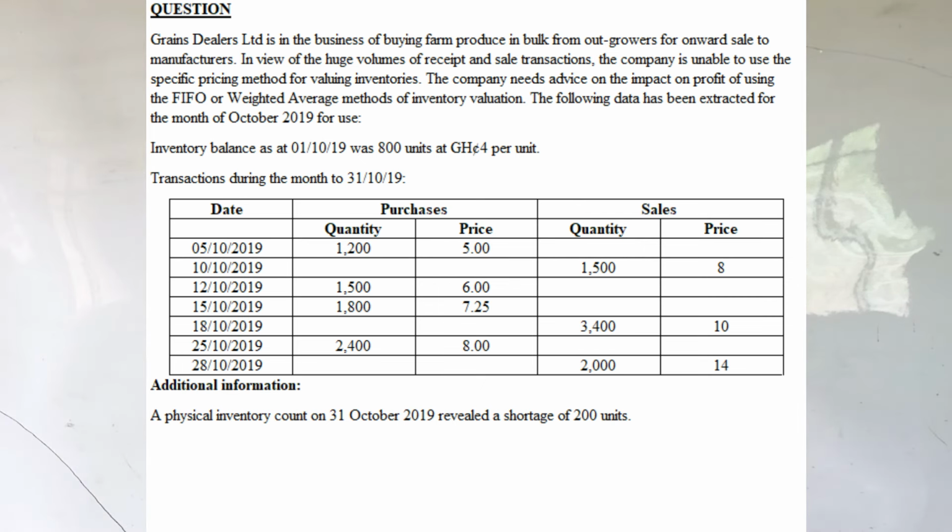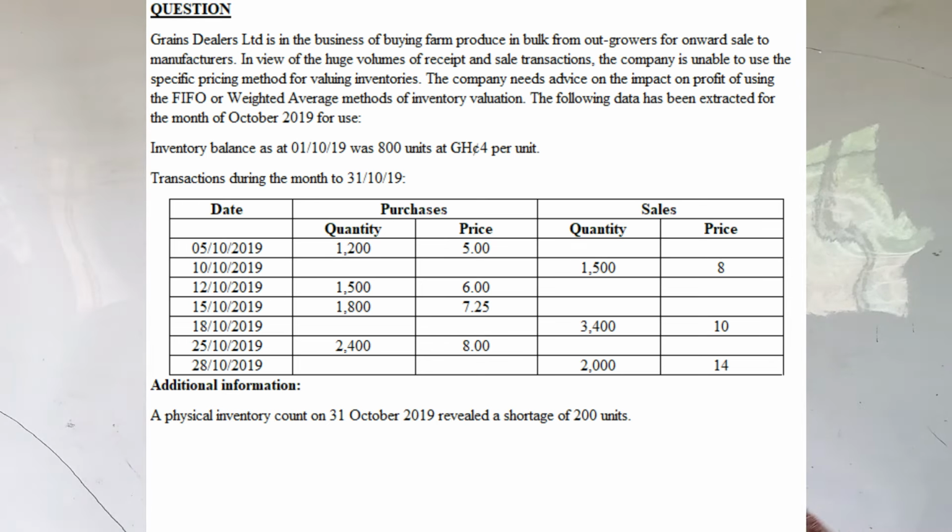Then we are told transactions during the month to 31st October 2019 are as follows. So these are the transactions. You see that we have a table, and you can see dates, purchases and sales as the main headings. Under purchases, we have quantity and price. Under sales, we have quantity and price. Now, make no mistake about that. The purchases you see here refer to the receipt of inventory, and the sales are the same as issues. But they are using purchases and sales, so we are going to use that, and that is going to help us to do what we have to do. So let's look at that.